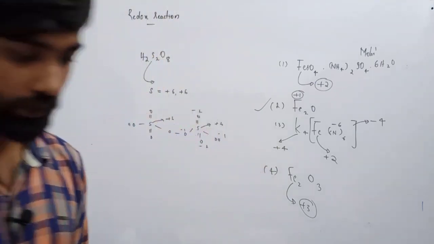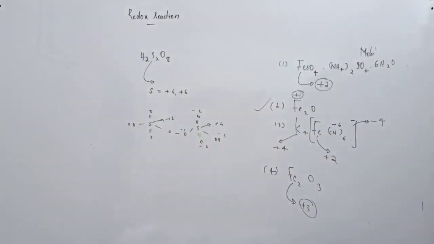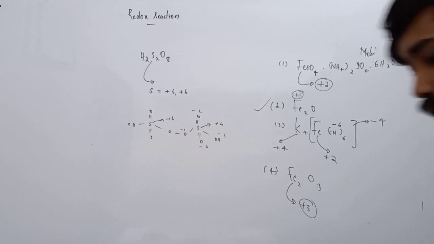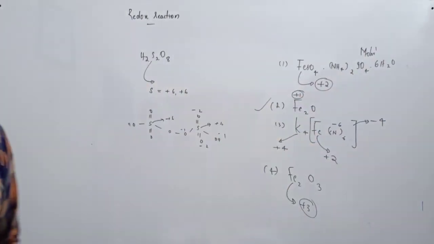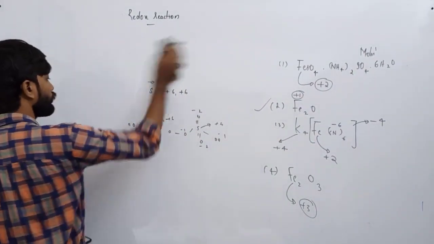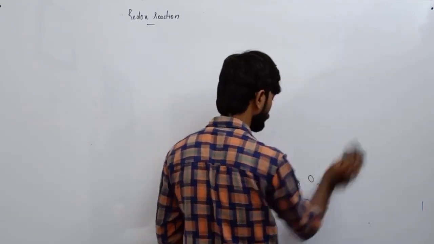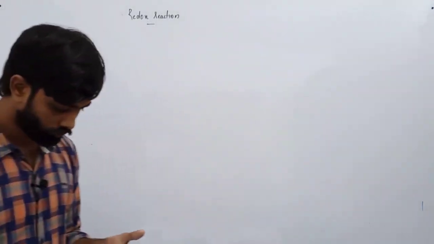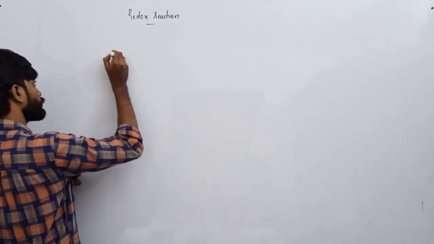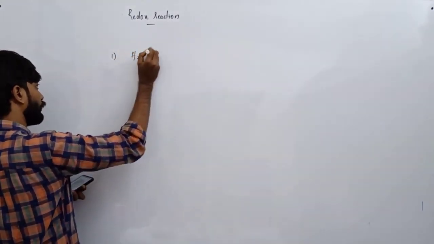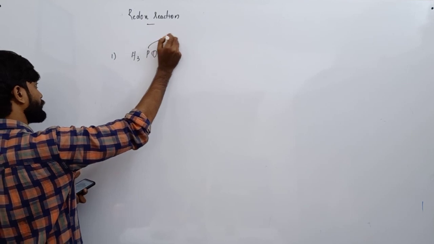The next question: phosphorus has an oxidation state of +3 in which compound? There are some compounds given. The first one, orthophosphoric acid, that is H3PO4, and you can easily calculate it as +5.